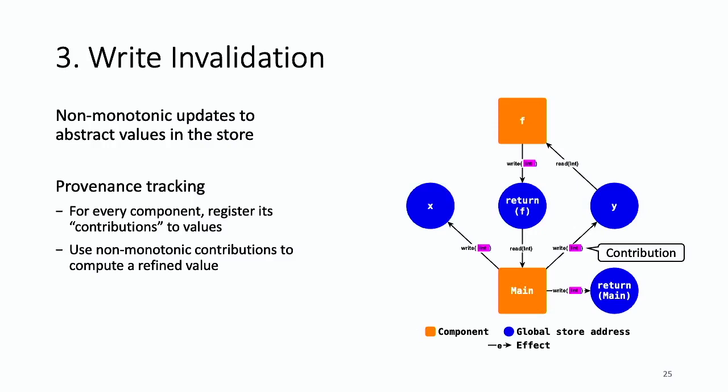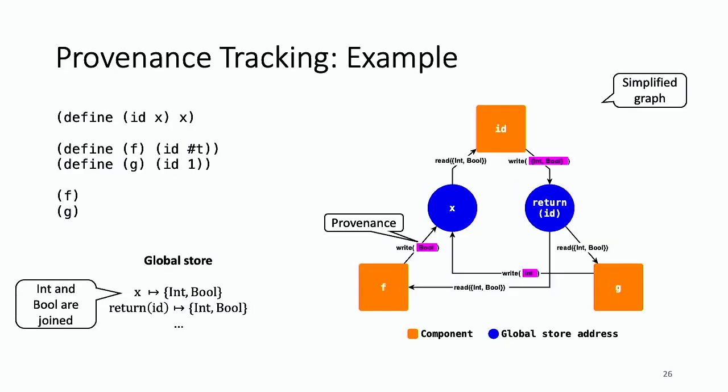Having this provenance information will allow us to perform non-monotonic updates to the value store. So consider, for example, this little program where you have an identity function that is called with a boolean and an integer respectively by the functions f and g. So in the value store, these values just get joined. So you know x can be an integer or a boolean, but that's all you know. But with provenance tracking, you can see that actually f contributed a boolean to x and g contributed integer to x.